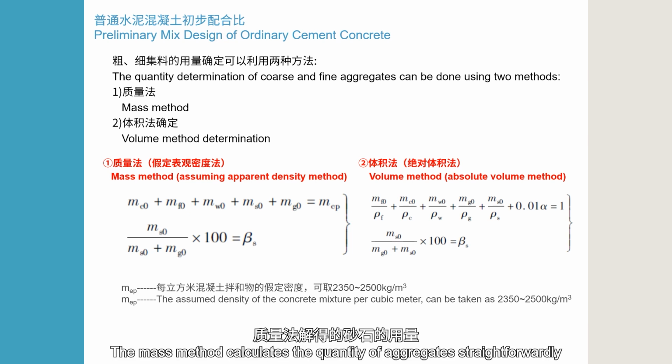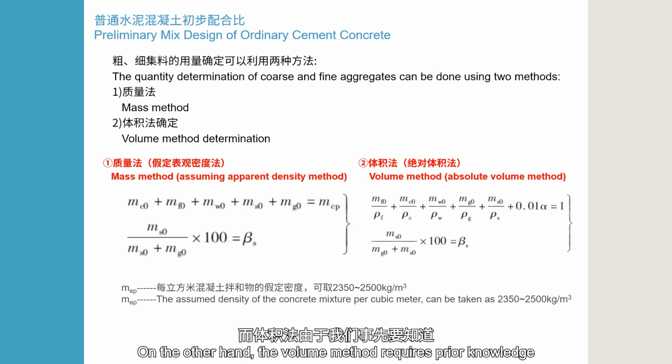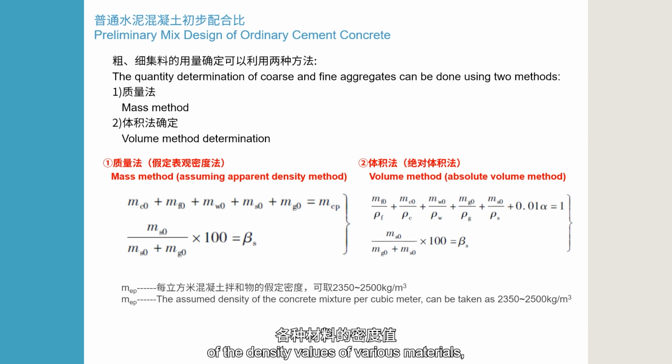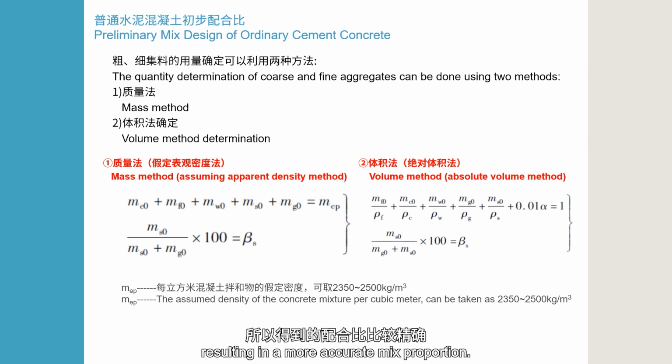The mass method calculates the quantity of aggregates straightforwardly and intuitively, which is easy to obtain. On the other hand, the volume method requires prior knowledge of the density values of various materials, and this density should correspond to the materials actually used, resulting in a more accurate mixed proportion.